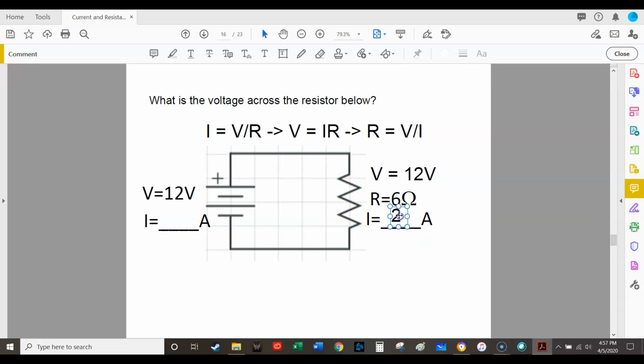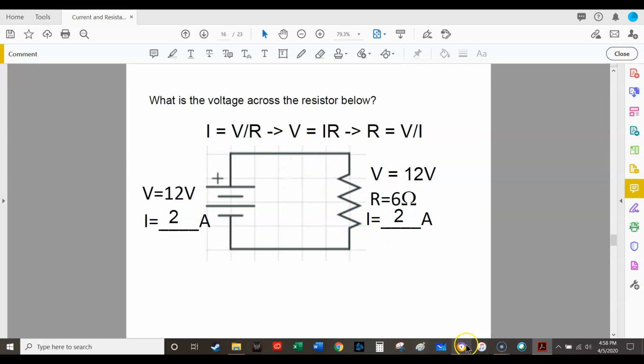And what that also means is, since the 2 amps has to be everywhere, 2 amps has to be in this wire here, has to be across this wire and flowing back in, is that this battery is producing 2 amps. It's producing 12 volts, it's producing 2 amps. The resistor is consuming the 12 volts, and 2 amps is flowing through it.